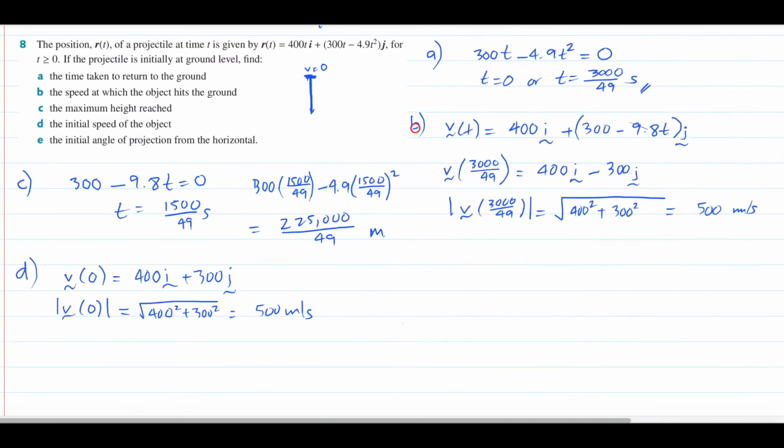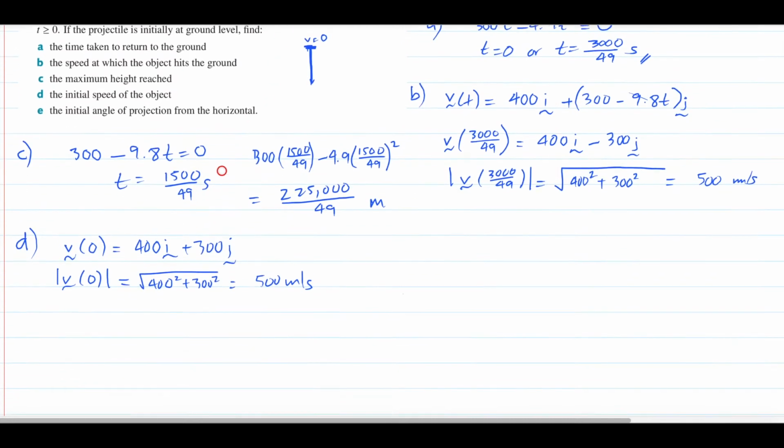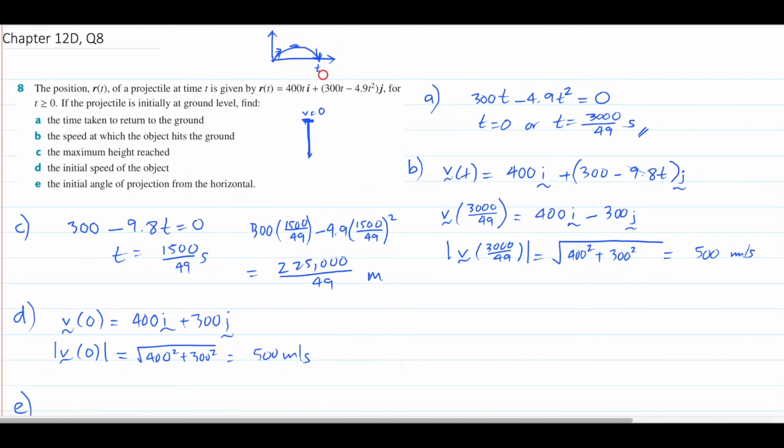The only difference between part B and D was your velocity here was going up, and in part B, your velocity was going down. Because your projectile, it's just a motion. That's how it works. Now, the reason why we did part D was to help us answer part E. What does part E say? The initial angle of the projection from the horizontal.